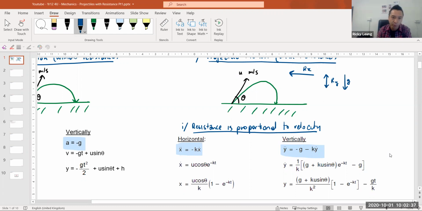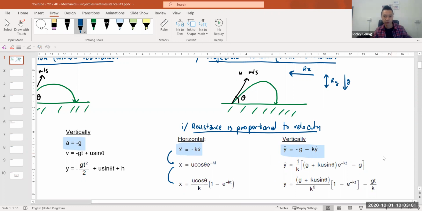So you've got to be on top of your integration game to be able to do this topic. So when it's proportional to velocity, you can see there's no squares there on the horizontal and vertical velocities. And we're going to integrate to get our expressions for velocity and displacement from the initial acceleration stage. So let's start this. We're going to start with the horizontal and prove it.